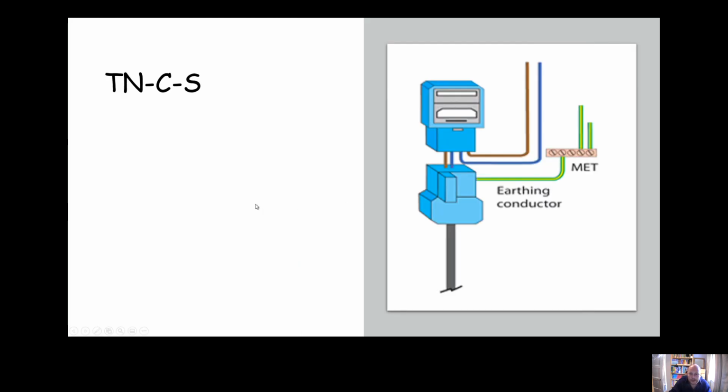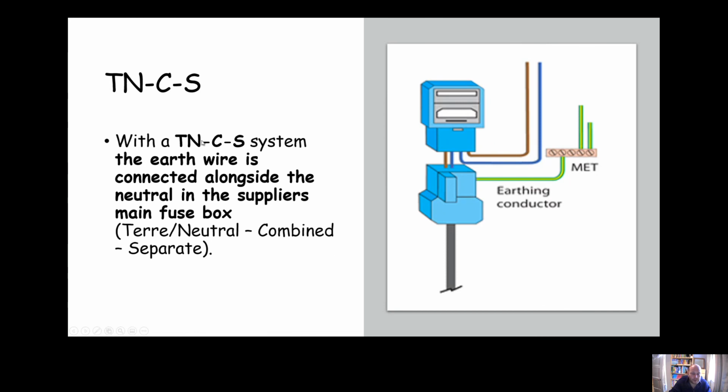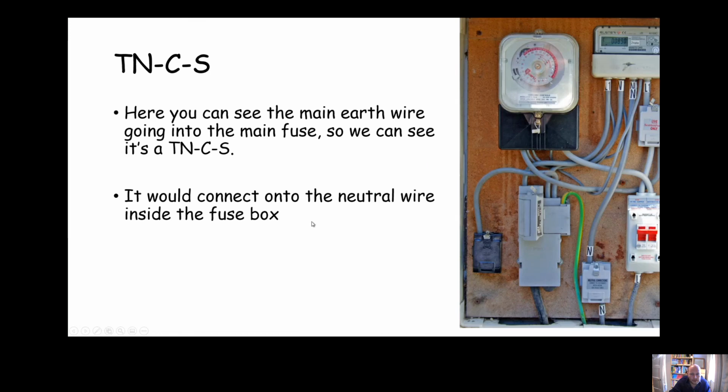Our TNCS system, terra neutral combined separate system. With this one, the earth is actually combined with the neutral. So the main earth wire would come from the main earth terminal, go into the supplier's main fuse, and it would then be connected into the supplier's neutral wire in there. You can see an example of it here. So we've got a cable coming here, going into the main fuse box.